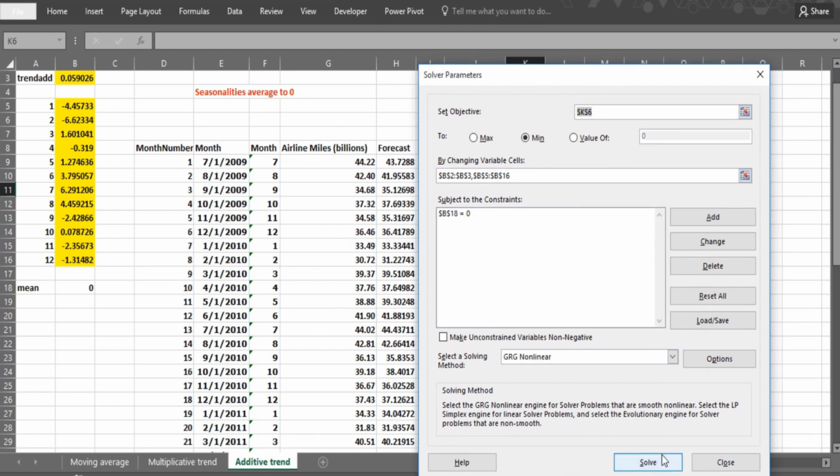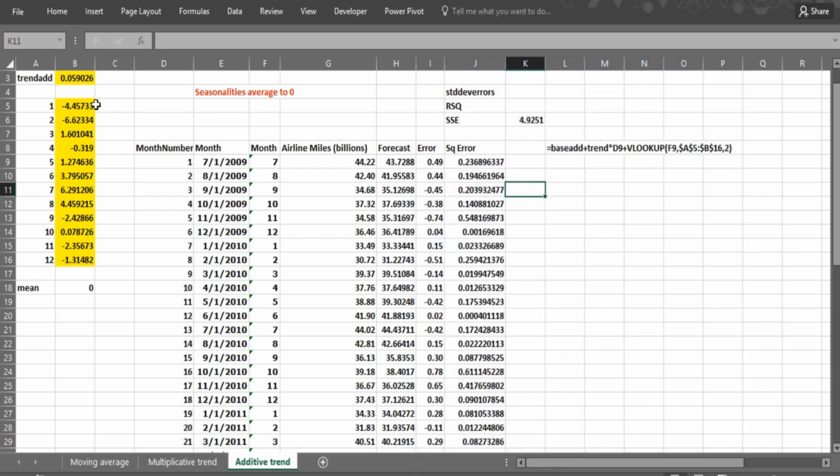We don't need the multi-start. It's an additive forecasting model; we're just adding together parameters. Regular GRG will work fine with that. So let me see if I can change some things here. If I assume there's no seasonality, what would happen? I'd probably get a worse sum of squared errors. And if I assume, let's say, there's no trend.